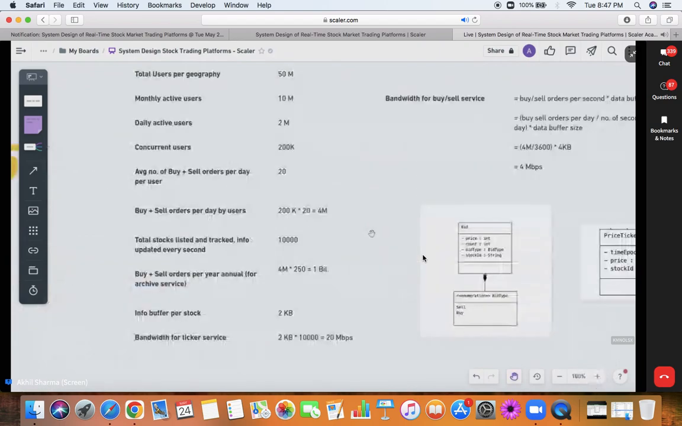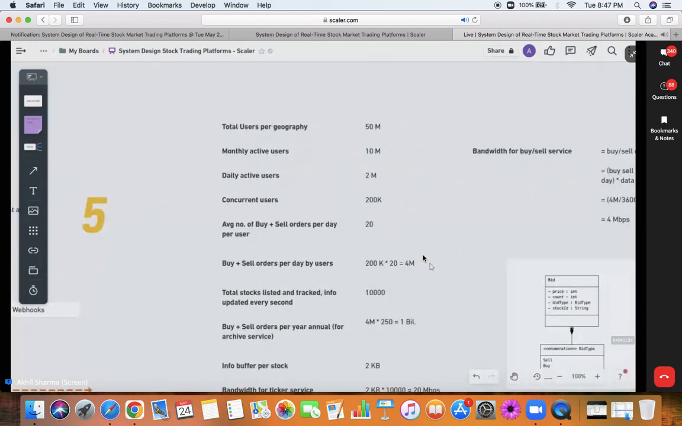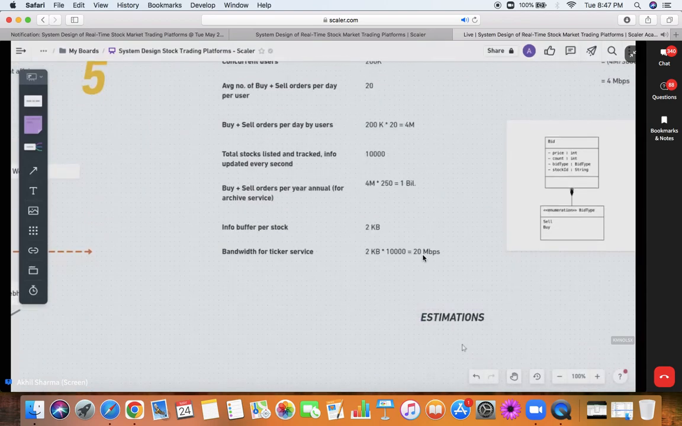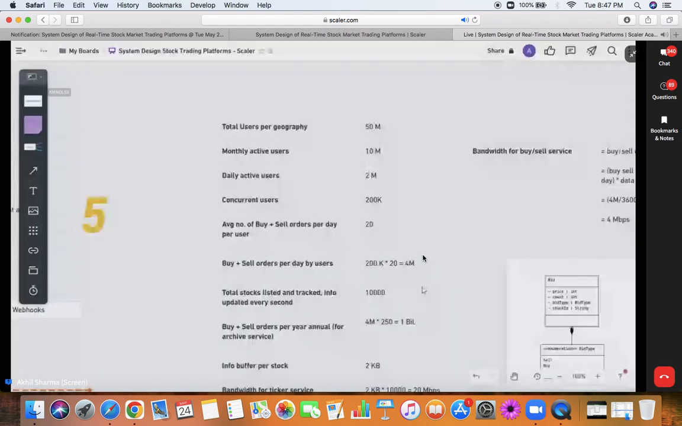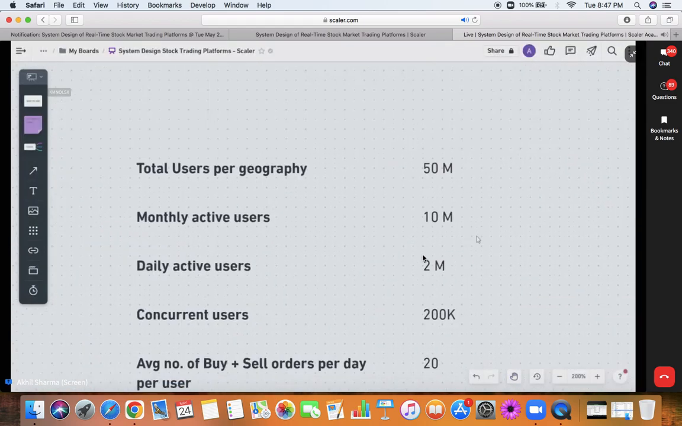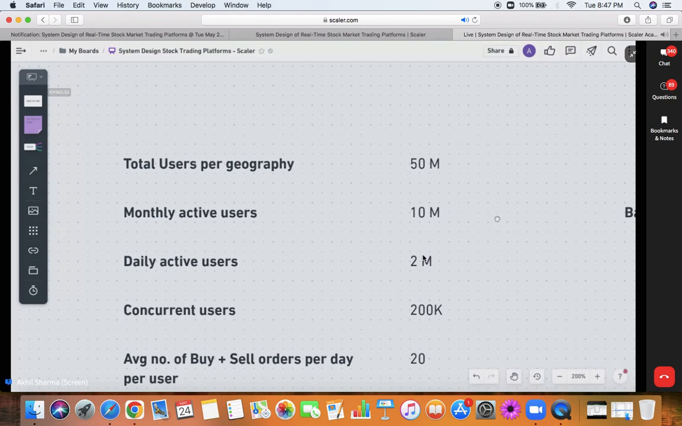Now comes an important part. These are estimations, also called back of the envelope calculations. Why do you do these estimations? Because you want to know for what scale you are designing the system. These calculations will help guide your decision for your technical architecture.